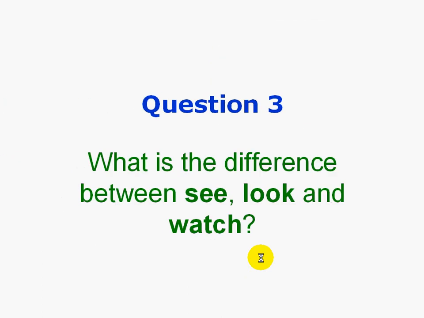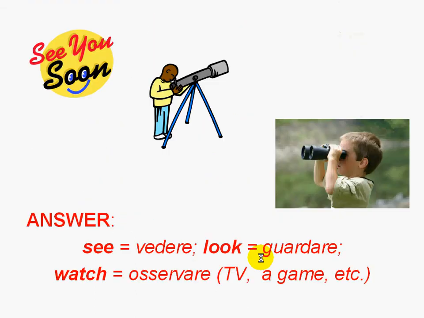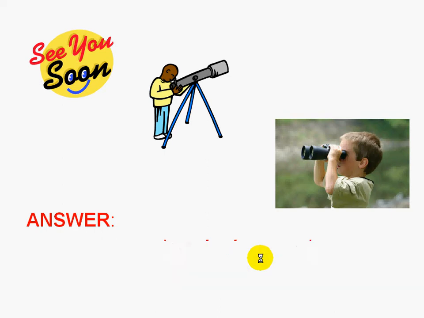Question 3. What is the difference between see, look, and watch? To see in Italiano is vedere, look is guardare, and watch is osservare. I watch TV, or I watched the game, la partita, the game on TV last night. Does that make sense? Of course. Let's go on, shall we?